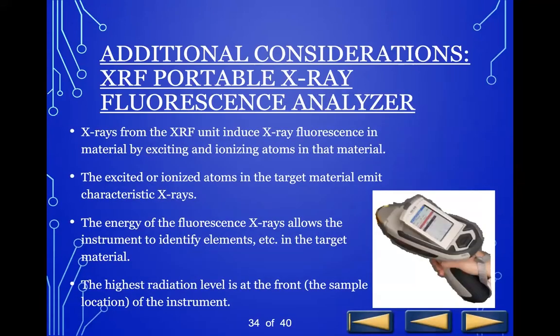Additional considerations: XRF, portable X-ray fluorescence analyzer. X-rays from the XRF unit induce X-ray fluorescence in material by exciting and ionizing atoms in that material. The excited or ionized atoms in the target material emit characteristic X-rays. The energy of the fluorescence X-rays allows the instrument to identify elements, etc., in the target material. The highest radiation level is at the front of the instrument.